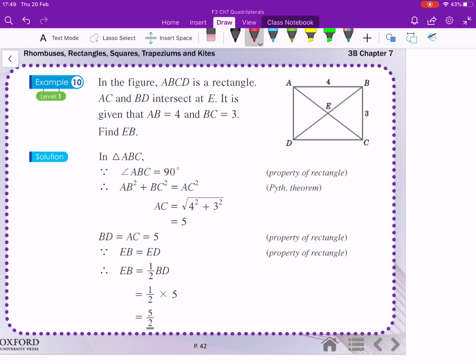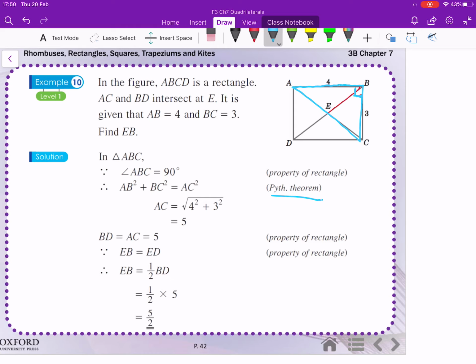You have two side lengths 4 and 3, and then find out the length of BE. Find out the length of BE here. Okay, this is half of the diagonal. So in the textbook you can see that this is a rectangle, so we know that this is 90 degrees. This is 90 degrees, and then we can see that, let me use blue, this is 90 degrees. So you can see that triangle ABC is a right angle triangle, so make use of Pythagoras theorem again.